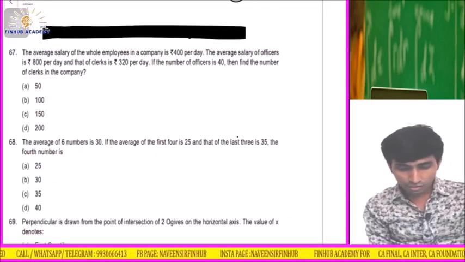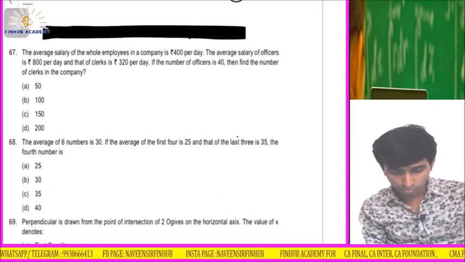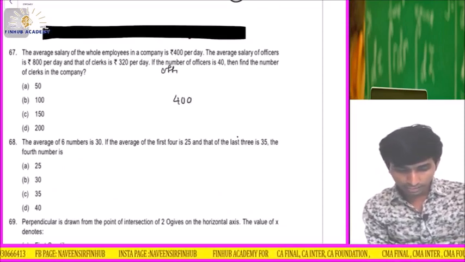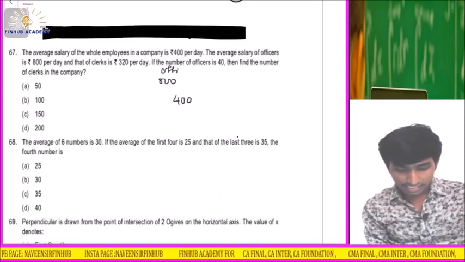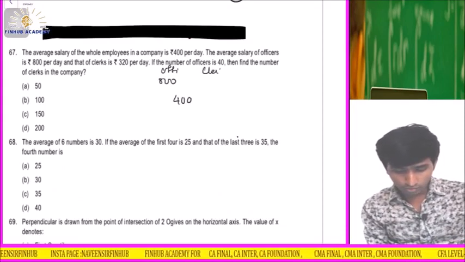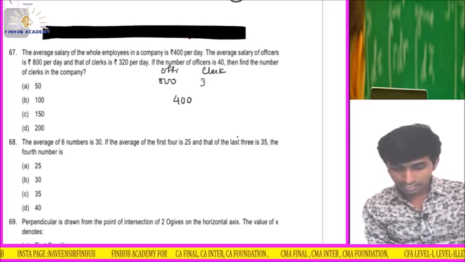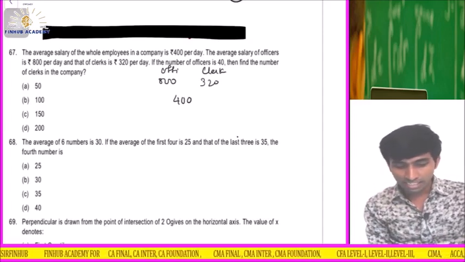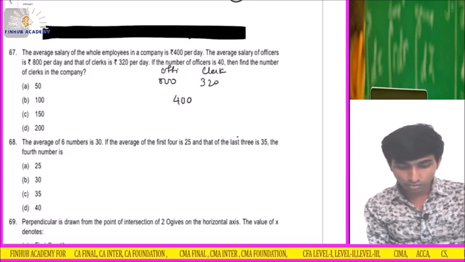The average salary of whole employee in the company is 400. So my combined mean is 400. The average salary of officers, so I will make two categories. Officers, their average is 800, and clerks, their average is how much? 320. Okay, I have understood the sum after seeing this. Okay, this we have done many times. If the number of officers is 40, find the number of clerks.